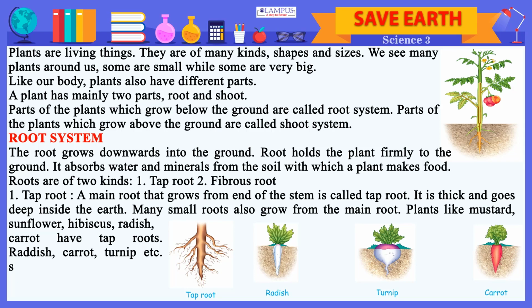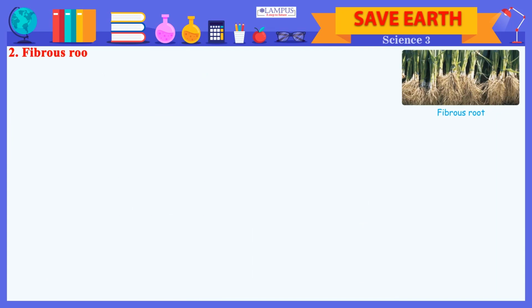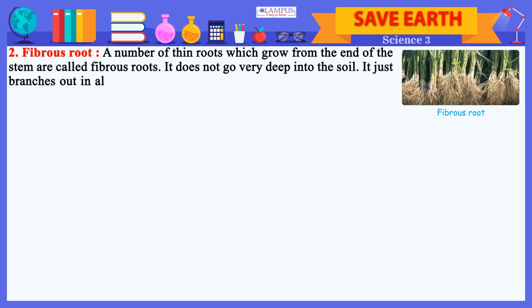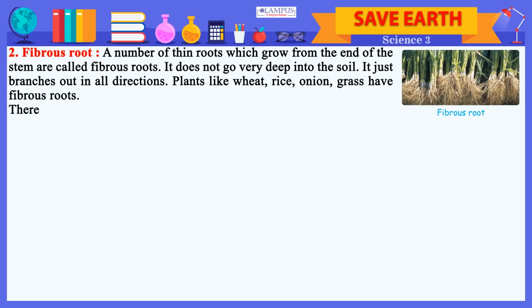Radish, carrot, turnip etc. store food in tap roots that we eat cooked or raw. Tap root, radish, turnip, carrot. 2. Fibrous root. A number of thin roots which grow from the end of the stem are called fibrous roots. It does not go very deep into the soil. It just branches out in all directions. Plants like wheat, rice, onion, grass have fibrous roots.